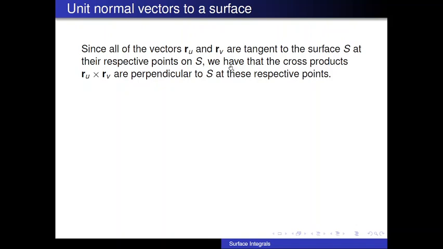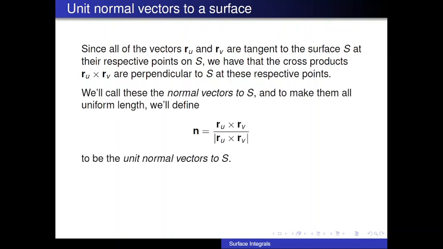And so since both of those vectors are tangent to the surface S at every respective point that they live on S, then their cross products will be perpendicular, right? Because we know that if we have two vectors that are both tangent, their cross product will be perpendicular to both of them, so it should also be perpendicular to the surface itself. Okay? So for that reason, we call those cross products, r_u cross r_v, the normal vectors to the surface S.